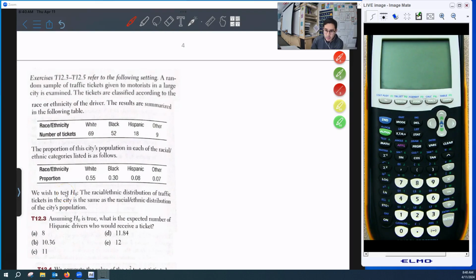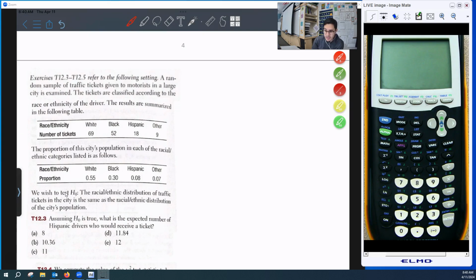All right, this is going to be T12.3 through 12.5. A random sample of traffic tickets given to motorists in a large city is examined. The tickets are classified according to the race or ethnicity of the driver. The results are summarized in the following table. All right, so the categories we have are white, black, Hispanic, and other.